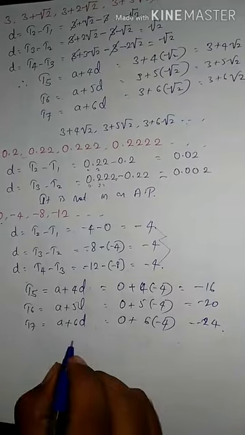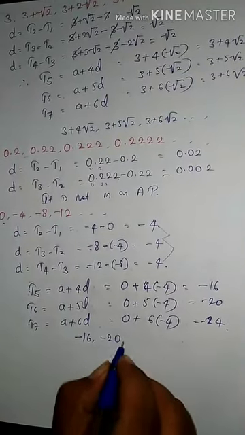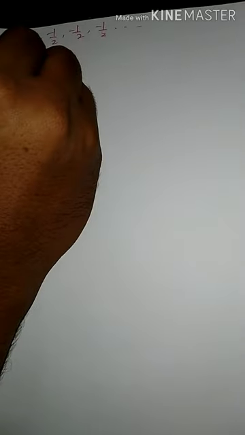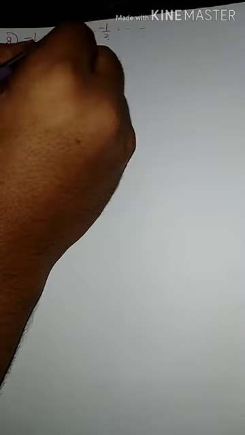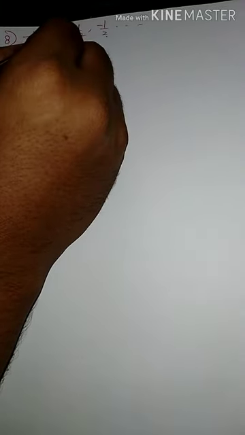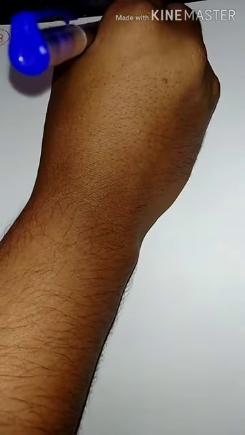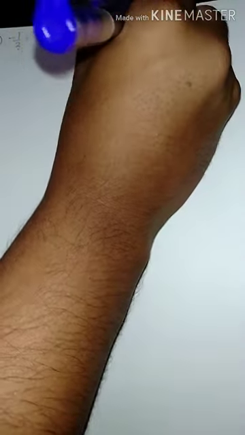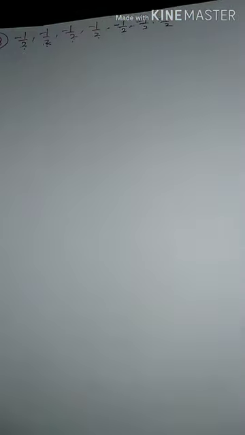Therefore, the next three terms of an AP are -16, -20 and -24. And next, eighth problem: -1/2, -1/2, -1/2, -1/2, and so on. So here, first term T1 is -1/2, T2 is -1/2, T3 is -1/2 and T4 is -1/2. The difference between any two consecutive terms is 0. Therefore, the next three terms are also the same: -1/2, -1/2, -1/2.